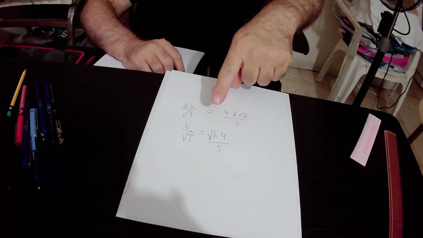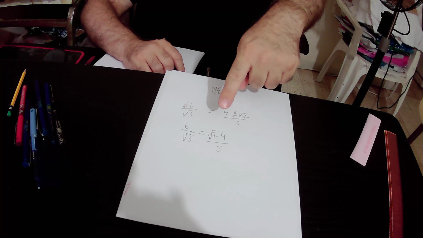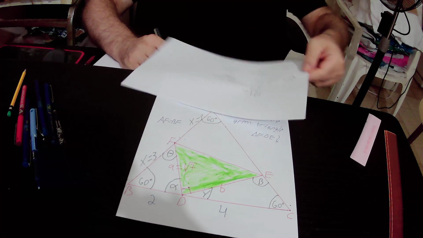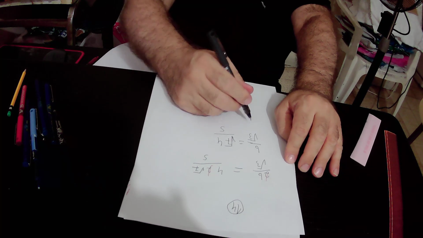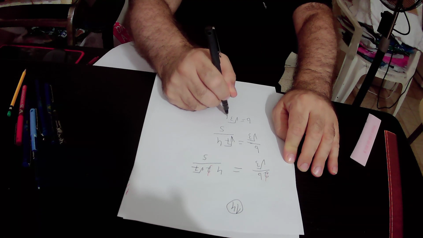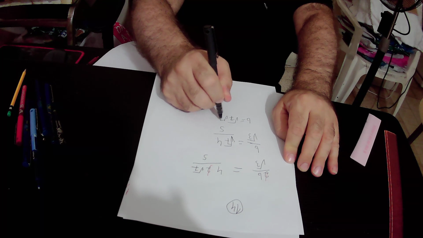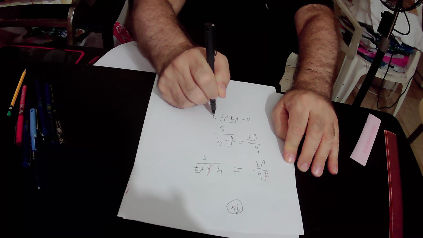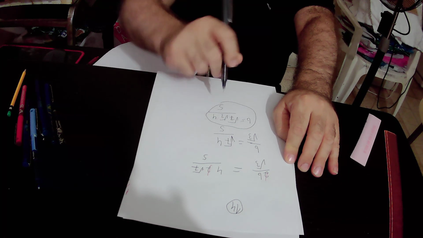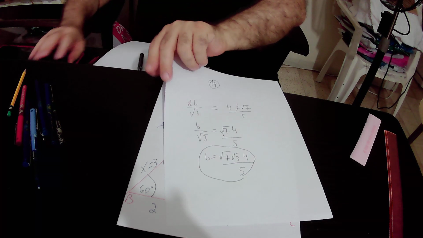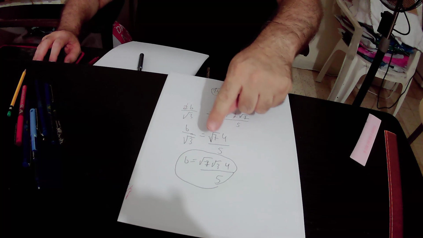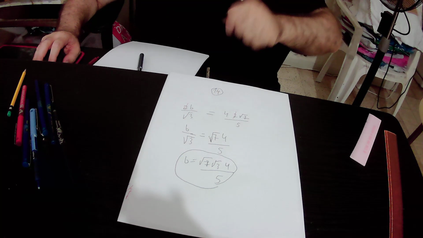Here we will multiply this equality by root 3 in order to get the value of b. Okay, we will get that b equals the root of 7 times root 3 times 4 over 5 units. So we found out the value of b. b equals the root of 7 times root 3 times 4 over 5.